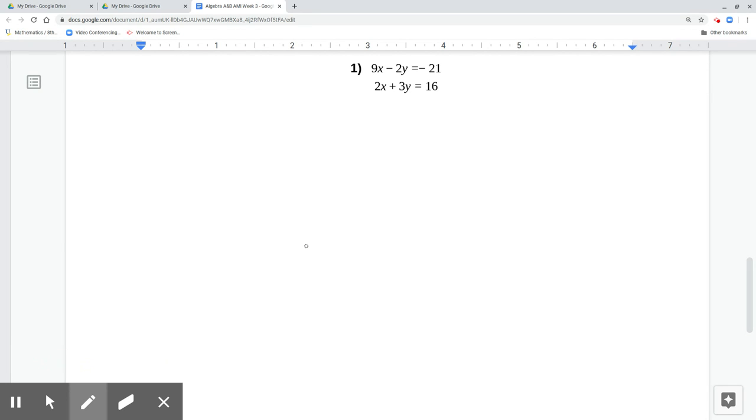Question reads 9x minus 2y equals negative 21, and the second equation is 2x plus 3y equals 16. Now in the last system, we checked to see that they're both written in standard form, which they are. Now the second step though, when we try to figure out whether the x variables or the y variables have the same or opposite number as a coefficient, you should notice that the x's do not have the same or opposite, and the y's do not have the same or opposite coefficient. Due to that, there's going to be an extra step at the beginning if we're going to solve this. So let's take a look at how we're going to do that now.